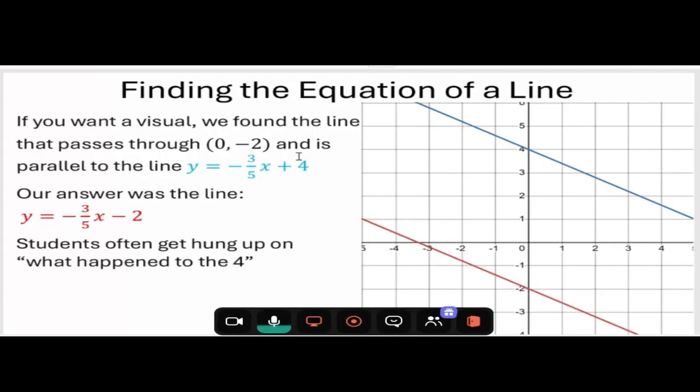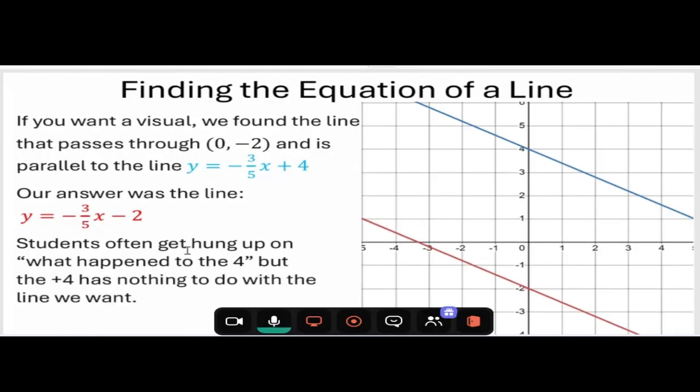So all we needed from this line is the fact that the slope is -3/5, which means the slope of our answer is the same because we've been told our answer is parallel to it, right? We do not care where this other line crosses the y-axis. It's completely irrelevant. We care where our line crosses the y-axis, which is at -2. Okay? Yeah, the +4 has nothing to do with the line we want. So all we get out of that blue line is the slope.